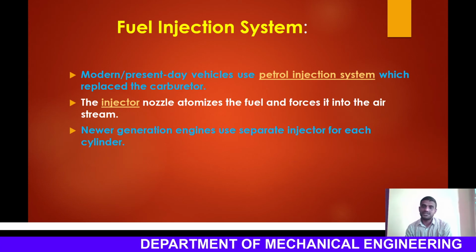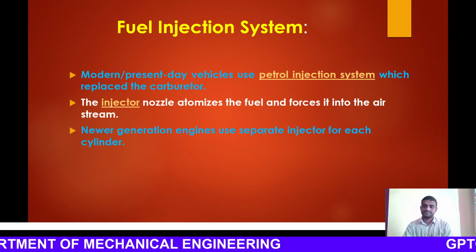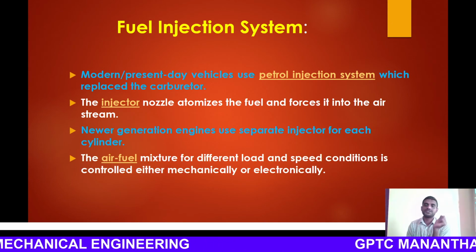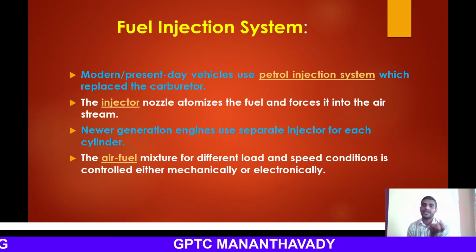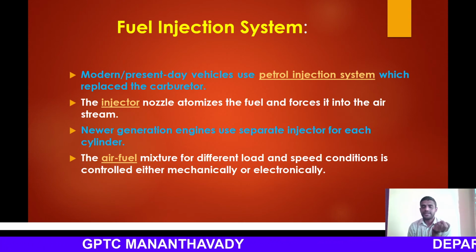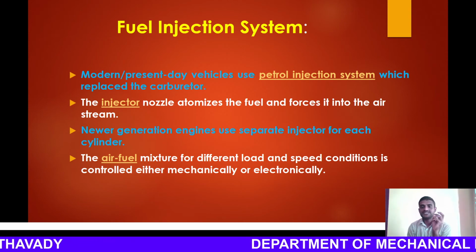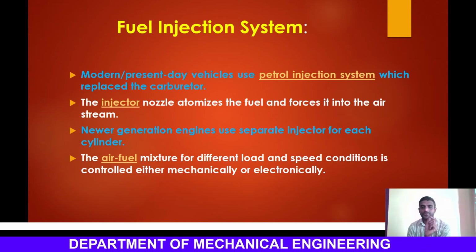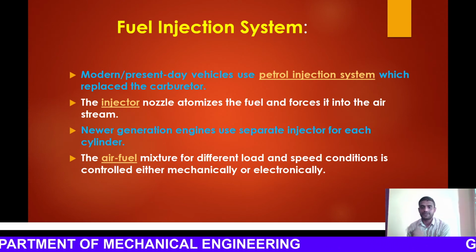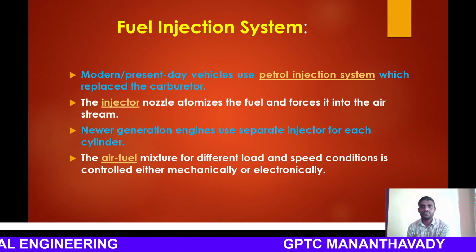In the case of multi-cylinder engines, there are separate injectors for each cylinder. The air-fuel mixture for different load and different speed conditions is controlled either mechanically or electronically. That means nowadays almost all vehicles are equipped with electronic control modules, ECM. What is the purpose of the electronic control modules?